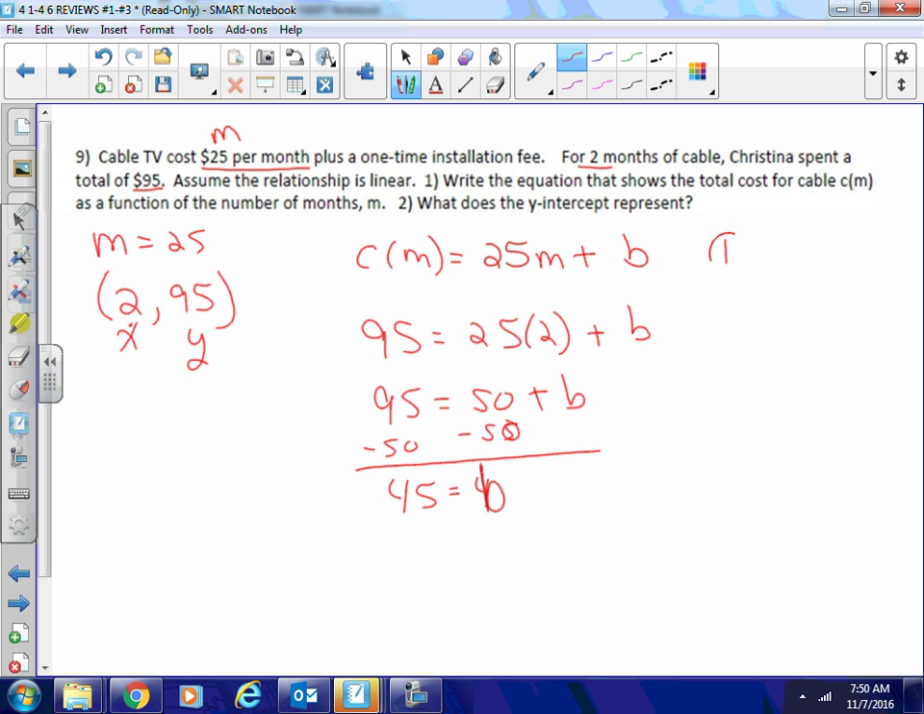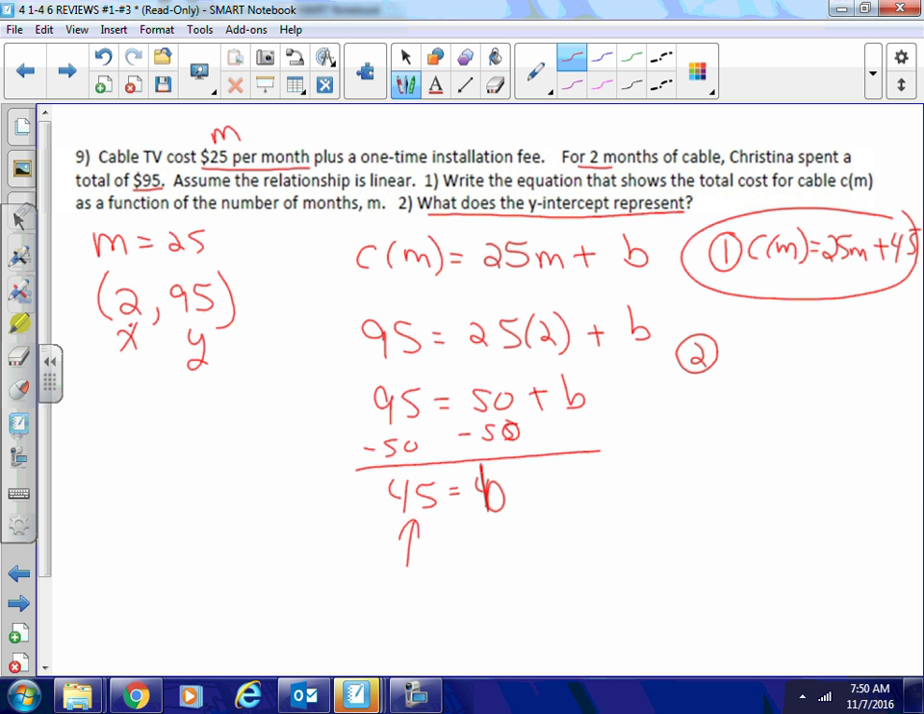Here's the answer to number 1. C of m equals 25m plus 45. Now let's go answer number 2. They want to know, what does the y-intercept represent? Well, that's this value here. And so we found that there was a one-time installation fee, and that's what the $45 is. So the install fee is $45.